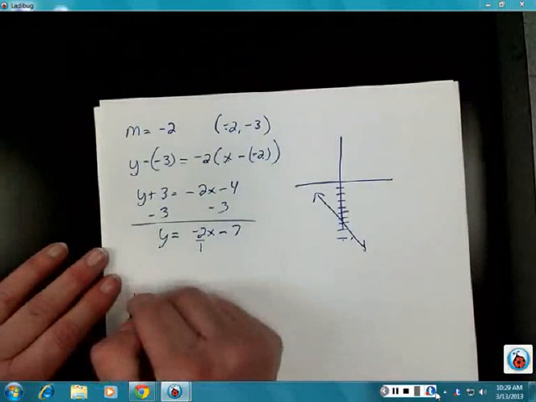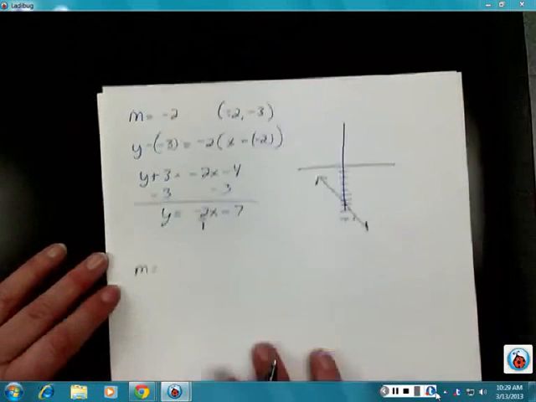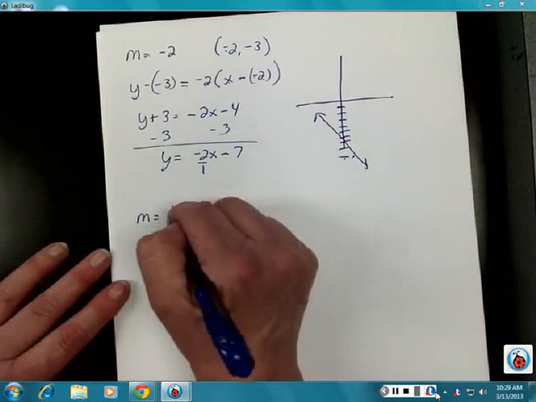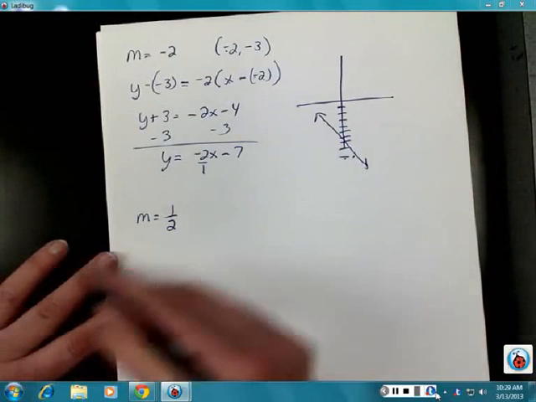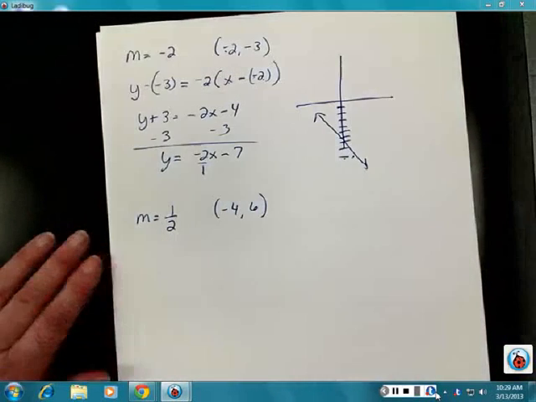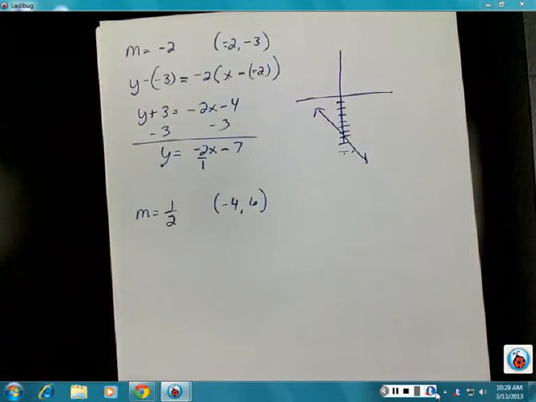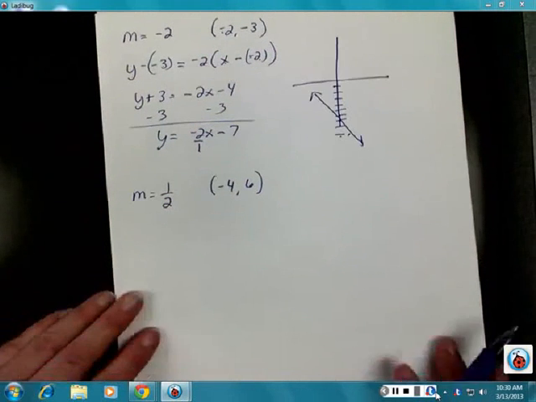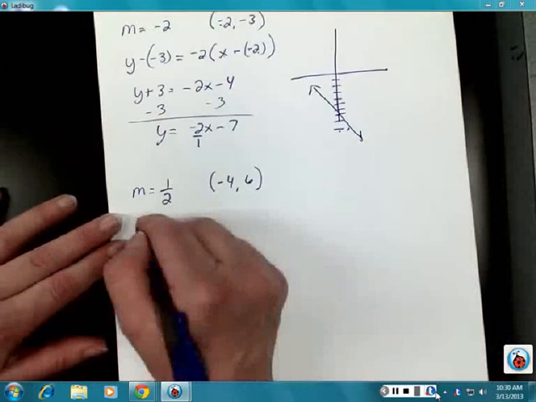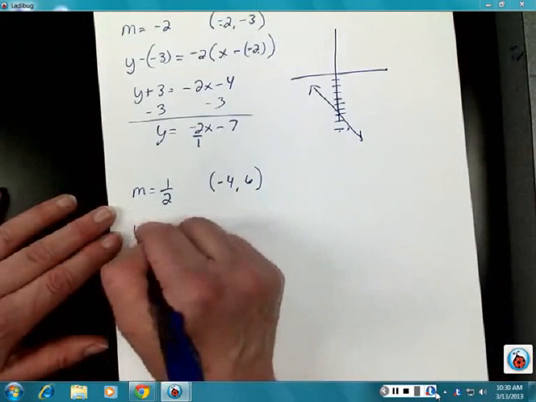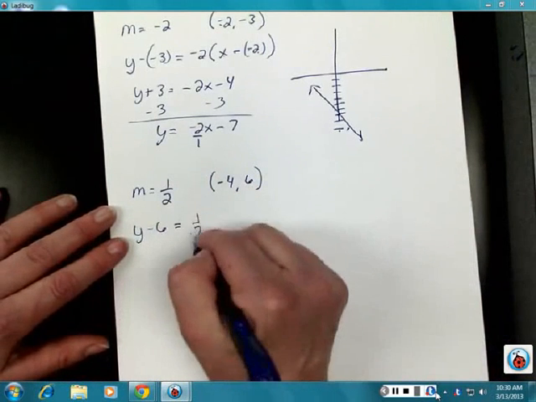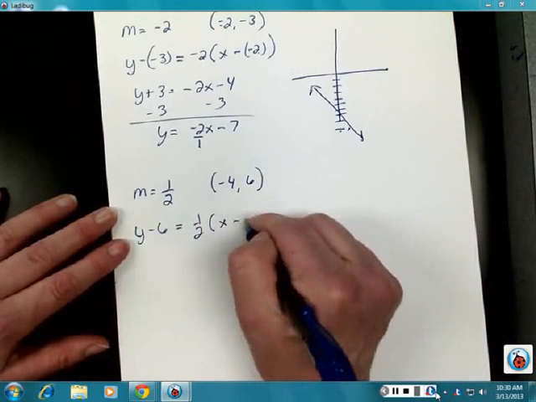The other was, what if I have a fraction for my m? What if my slope is 1/2 and they give me a point of a negative 4, 6? What will I end up with? So, replace stuff, right? So I go through and I make y minus 6 is equal to 1/2 times x minus a negative 4.